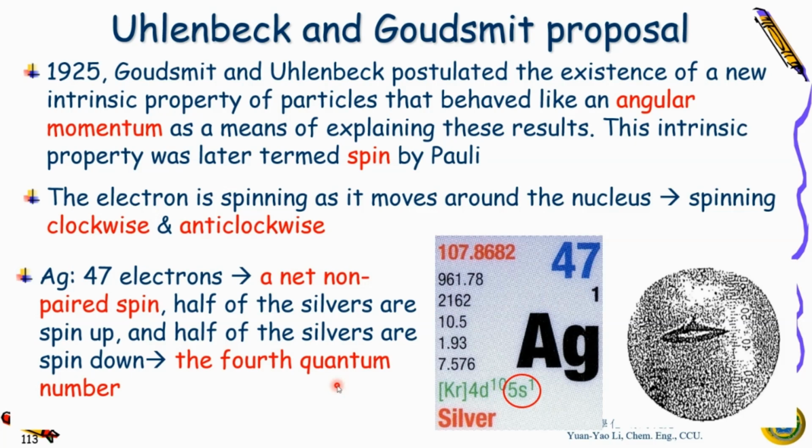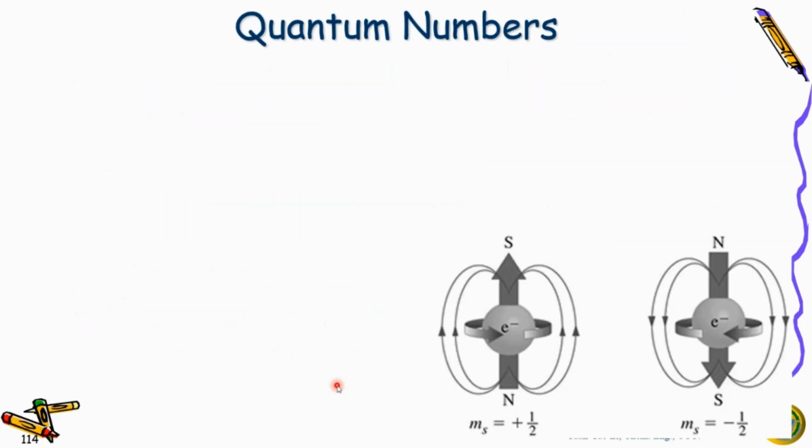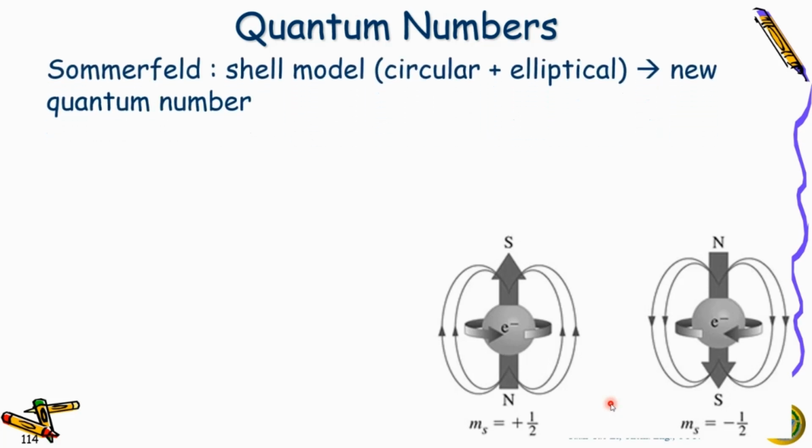Okay, so this is how we explain it: clockwise, anti-clockwise, spin up, spin down. So Sommerfeld said, well, let's build another new model, to improve the Bohr atomic model, which we call the shell model. The shell model has the circular structure together with the elliptical structure. So we create a new quantum number, from Sommerfeld.